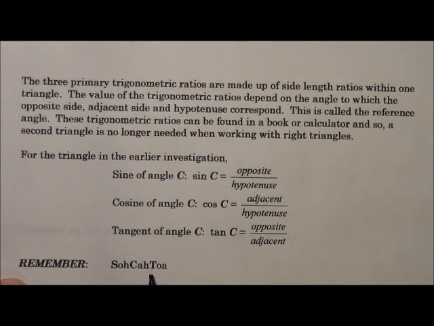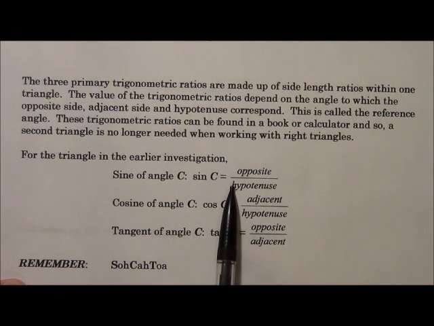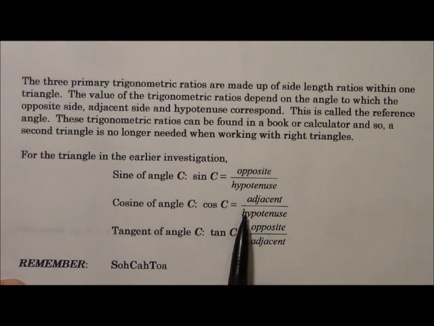And just to remind yourselves of these, if we take the first letter of each of these: sine, opposite, and hypotenuse; cosine, adjacent, and hypotenuse; and tangent, opposite, and adjacent, we could have a little mnemonic, SOH CAH TOA, which would remind you that the sine is the opposite over hypotenuse, the cosine of an angle is adjacent over hypotenuse, and the tangent of an angle is opposite over adjacent.